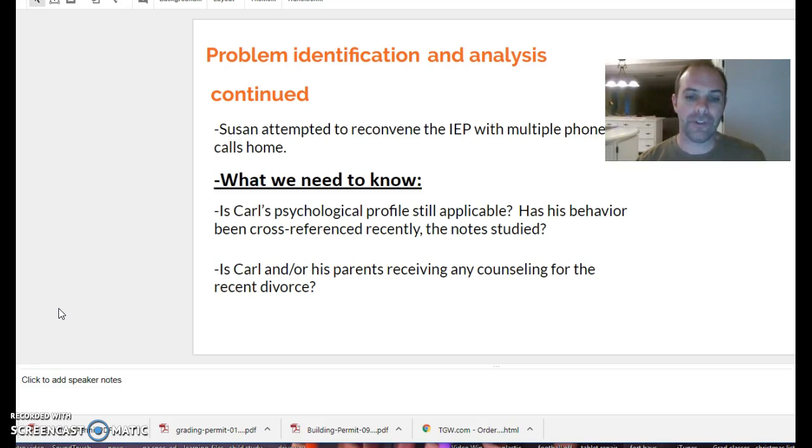Are Carl and his parents receiving any kind of counseling for the divorce? Have they sought out any kind of services? Is there anything the school may be able to help with through transition services? We have what's called a wrap room where they go and talk about their feelings or problems that they need. Has any of that service occurred for Carl?